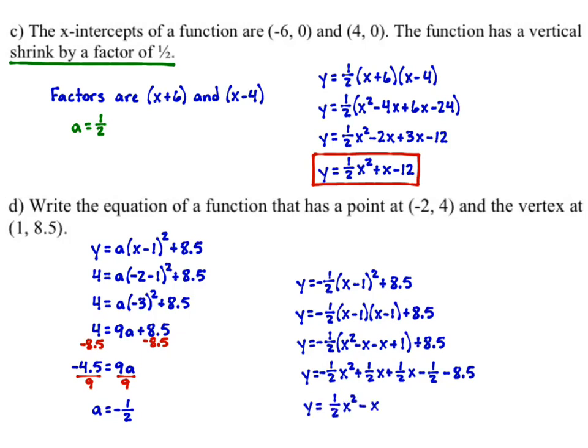And then combining like terms there, we end up with negative 1/2 x squared plus x minus 9. So that is part D.